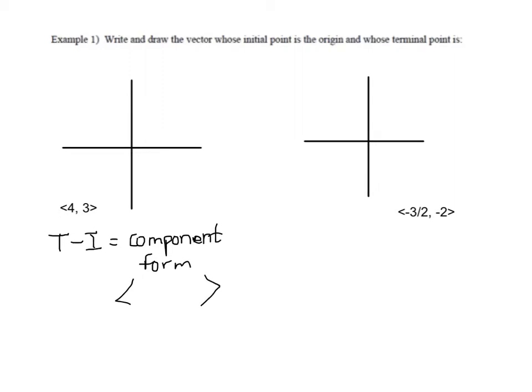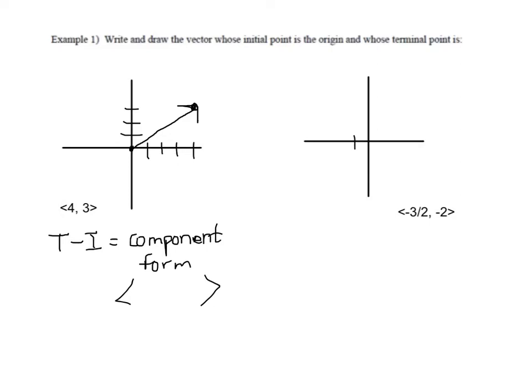So ⟨4, 3⟩ would be a vector whose initial point is the origin and the terminal point is (4, 3). So in order to graph this, I would go over 4, up 3, just like you would do for a regular point. Start at the origin, end at (4, 3), but put an arrow there. So that is a vector in standard position.